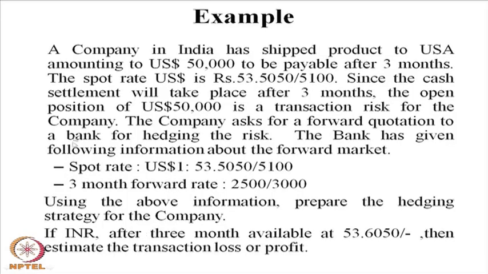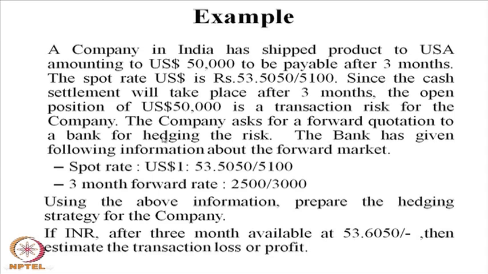A company in India has shipped product to the USA amounting to $50,000 payable after 3 months. Spot rate on the date of shipment is 53.5050 and 53.5100. Since the cash settlement will take place after 3 months, the open position of 50,000 US dollars is a transaction risk for the company. The company asks for a forward quotation from a bank for hedging the risk.